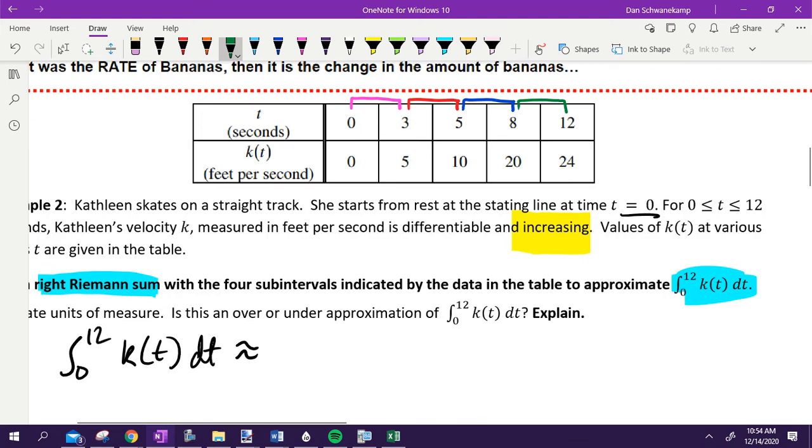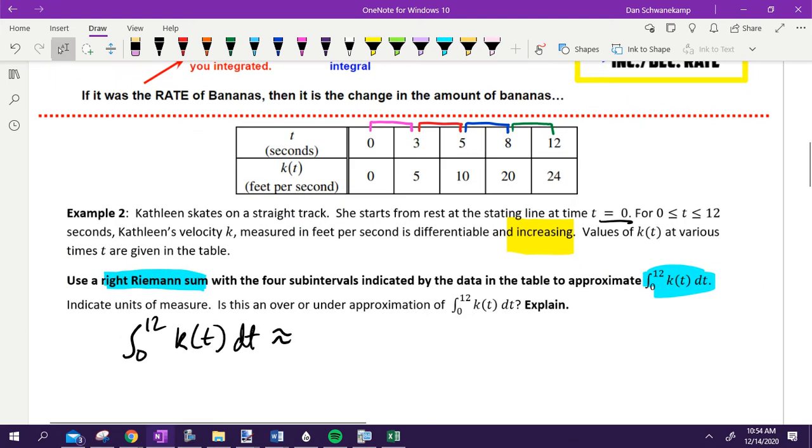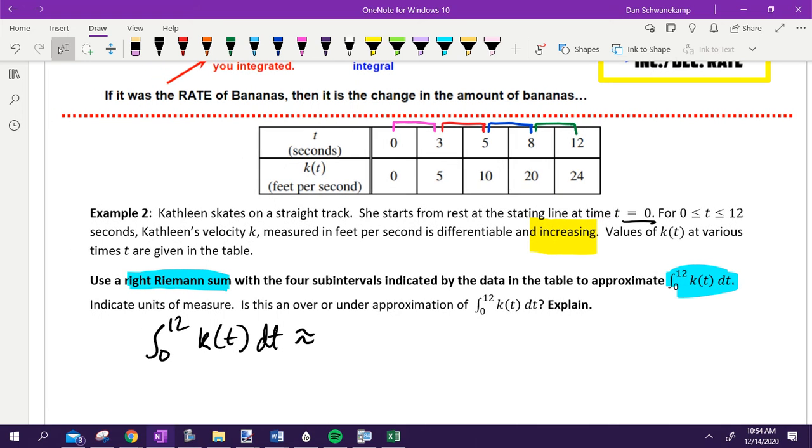Okay, so, Jonah, what's the width? How much time is on the first interval? 3 seconds, because we're going from 0 to 3. And then we're going to multiply that by the height. We're doing a right Riemann sum, Jonah. So what y value are we going to use for our height? 5. The number on the right. We're going from 0 to 3, and the height is going to be 5. So 3 times 5 is going to be my first one.